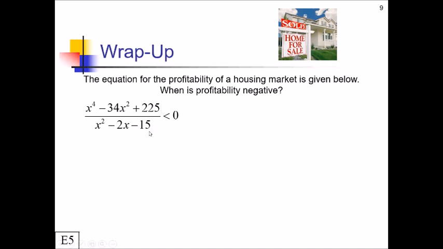So pause the video and let's start by finding critical values here. All right, let's see how that worked out.